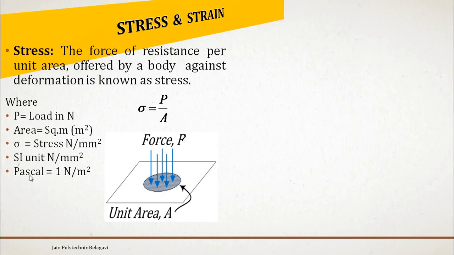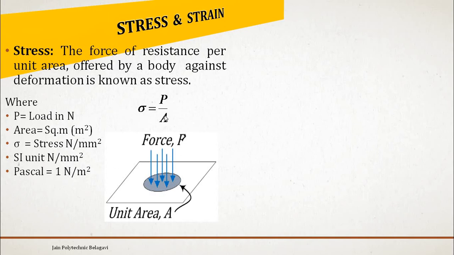Pascal is given by 1 Newton per meter square. This Pascal can be written as Pa, the symbol for Pascal is Pa, first two letters. So it is given by 1 Newton per millimeter square. This we will concentrate on while solving the problems in upcoming videos.